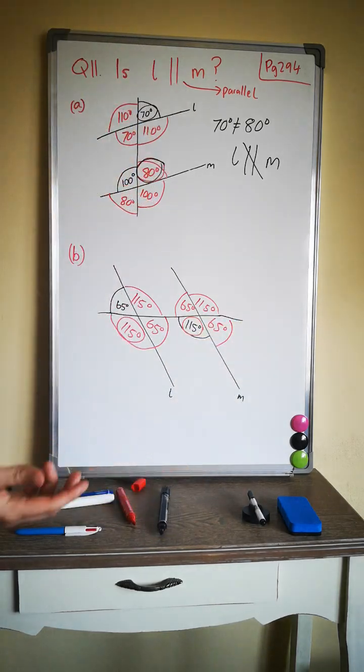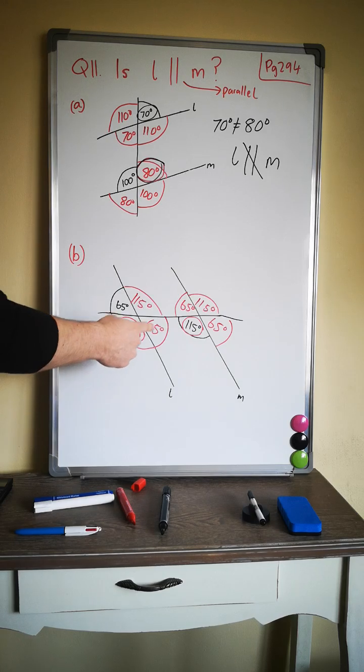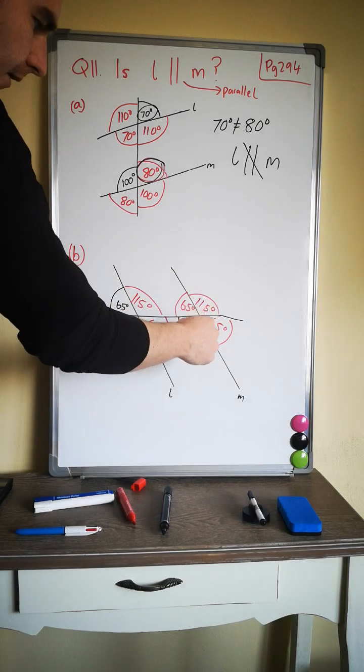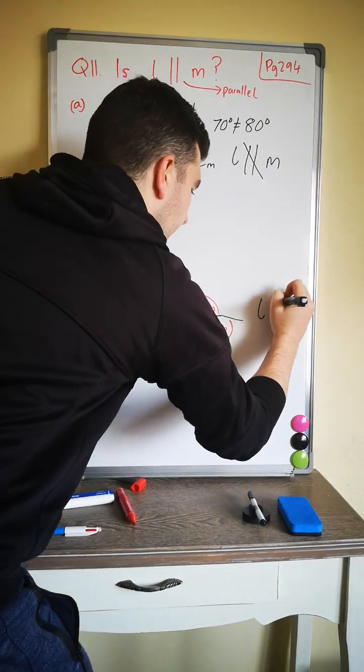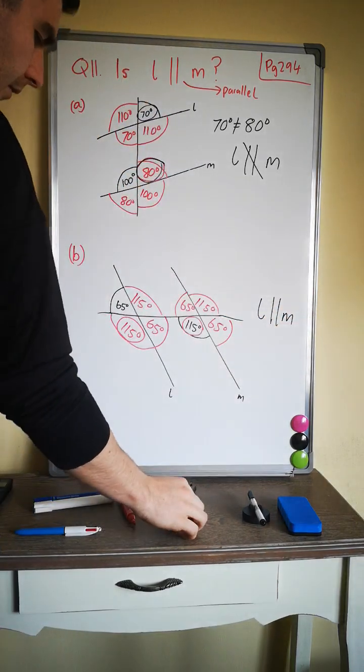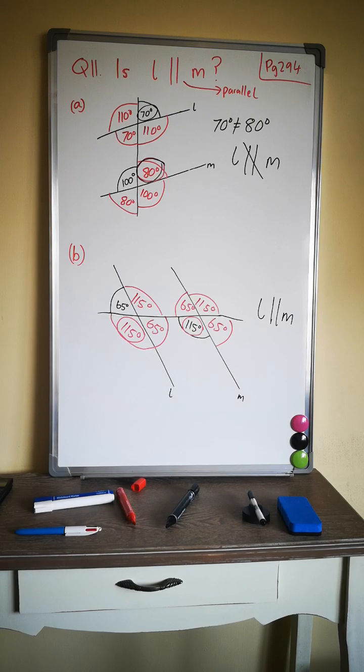So now we can see much more clearly that all of this group of angles is the same as all of these angles, so we can say L is parallel to M. Okay, hopefully you got that. If you didn't, pause the video, take it down. I'm going to do question 13 in the next video.